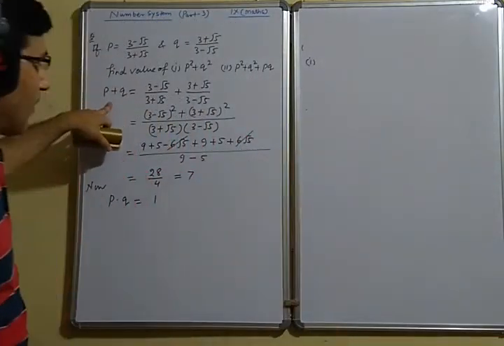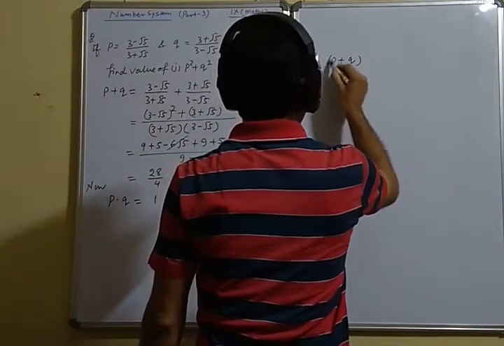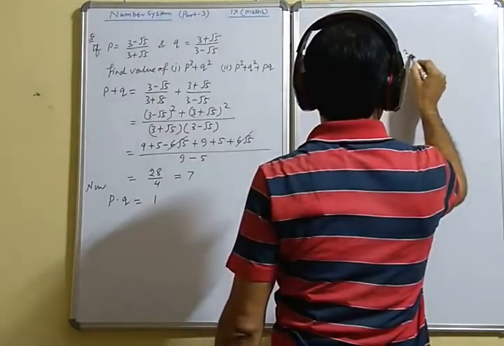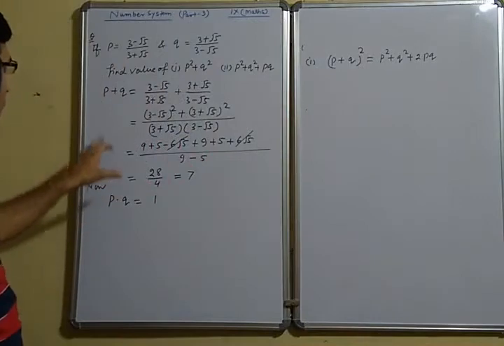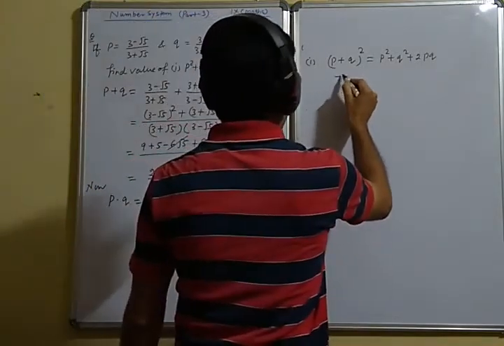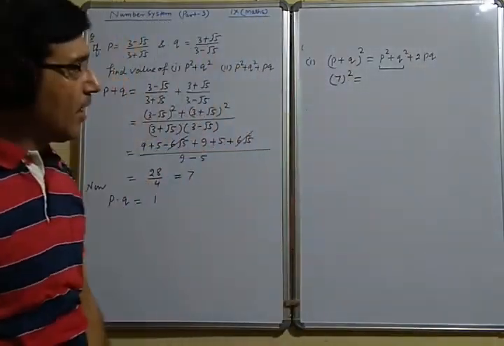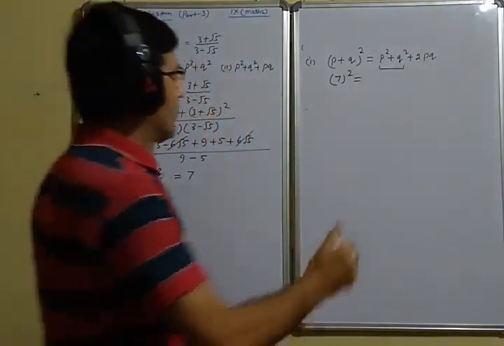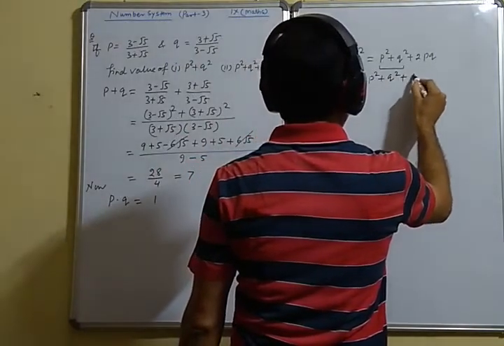Squaring both sides, (P plus Q) whole square becomes P square plus Q square plus 2PQ. The value of P plus Q is known, that is equal to 7, so this is 7 square. P square plus Q square we have to find out, and the value of PQ is equal to 1.